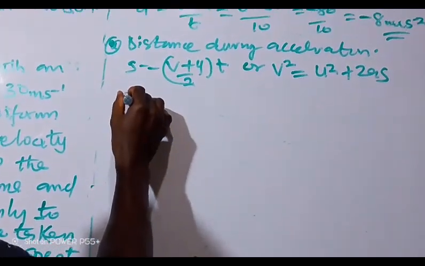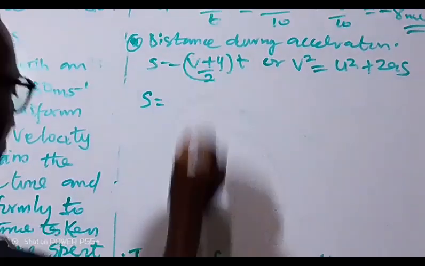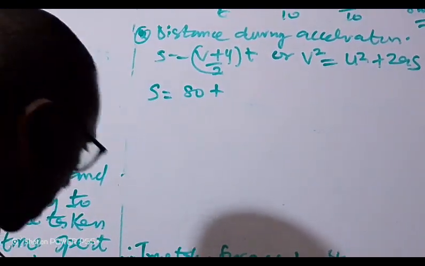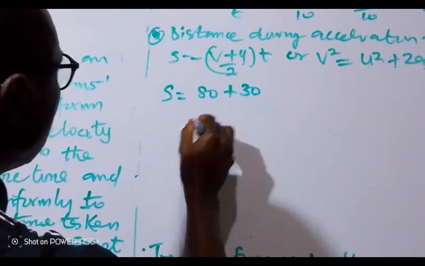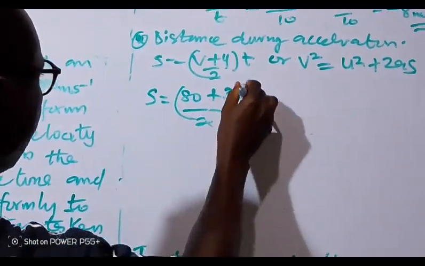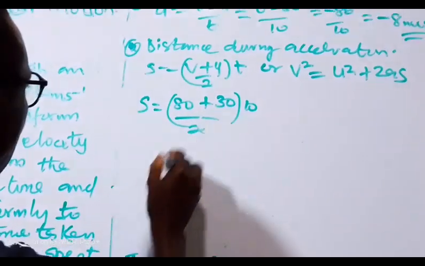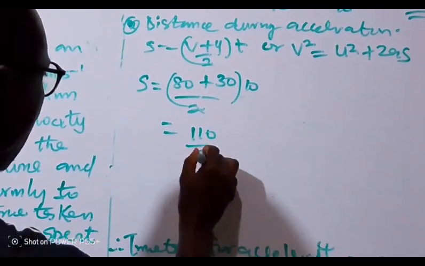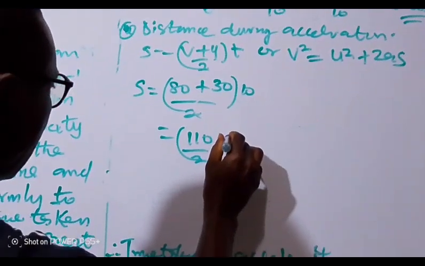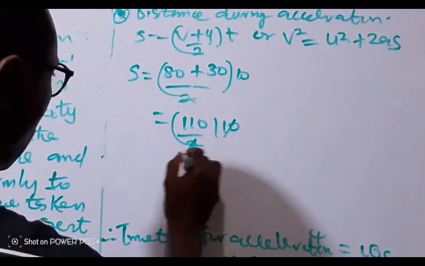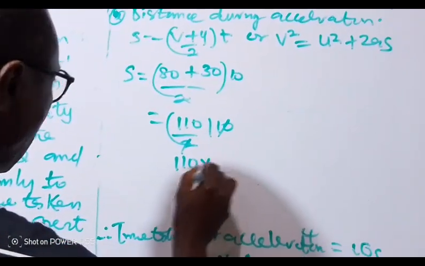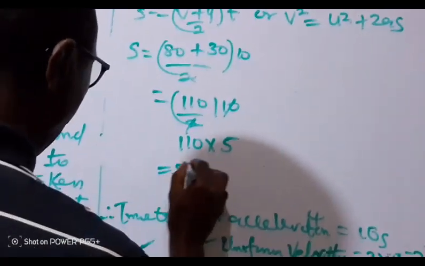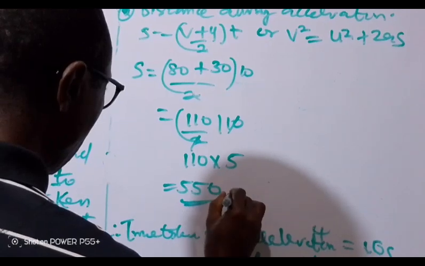So S is equal to, what is our V? 80 plus, what is our U? 30, over 2. Time to accelerate, 10. So this one will now give us 110 over 2 into bracket 10. 2 here, 2 here. That's 110 multiplied by 5. So this one will now give us 550 meters.